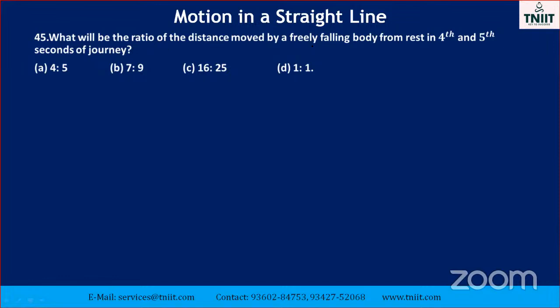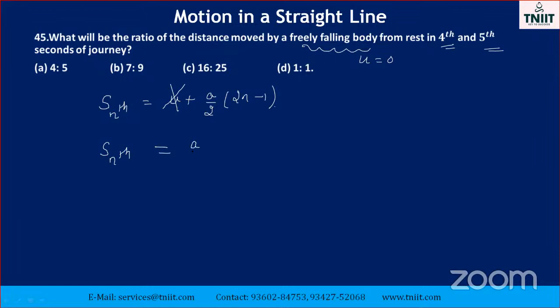Now, what will be the distance moved by the freely falling body? For a freely falling body, u will be 0. What is the distance traveled in the 4th to 5th second? You know that the distance traveled in the nth second is given by u plus a by 2 into 2n minus 1, isn't it? Initial speed will be 0 because it is just freely falling. So distance traveled in the nth second is given by a by 2 into 2n minus 1. Since it is freely falling, a is equal to g and it is constant.